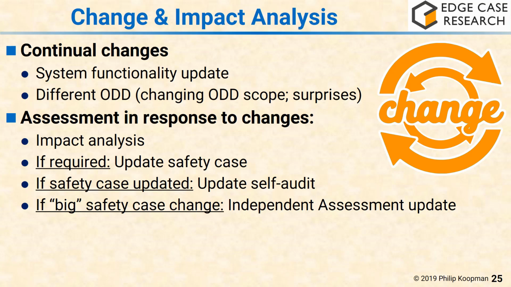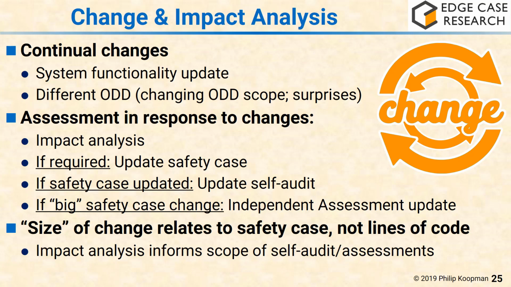Additionally, there's likely to be a periodic independent assessment because a number of small changes will probably accumulate to have a big effect. So you can expect, if it's a small change, you just update the safety case, do a self-audit. If it's a medium to big change, the independent assessor comes in, and the independent assessor also comes in periodically because the world moves out from under you. Every once in a while, someone's going to need to take a look. The size of the change relates to the safety case impact, not the number of lines of code. And the impact analysis informs all this. So you can make changes. There is a cost to be paid in terms of reassessment and self-audit, but the cost is proportional to how big the change is in terms of its impact on the safety case.